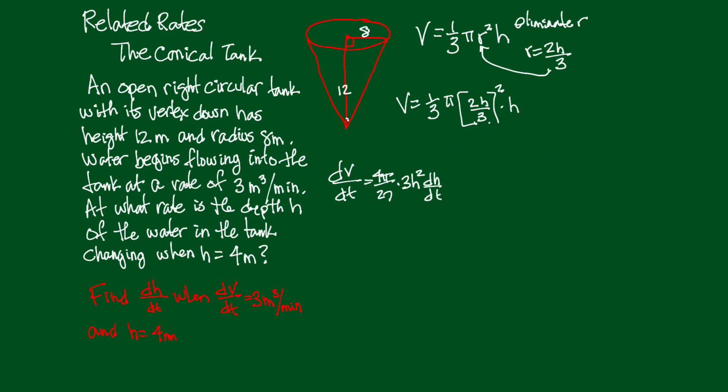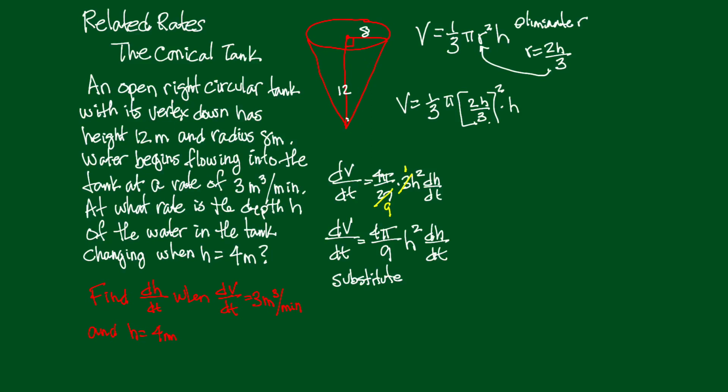Okay, and we can work with this function right here now. Let's simplify a little bit. I can see that this 3 and the 27, I can reduce that. 3 will go into 3 once, into 27 9 times. So here's what we're going to have now. We will have that dV/dt is equal to 4 times pi times 1, which is 4 pi, all over 9, and then I have the h squared dh/dt.